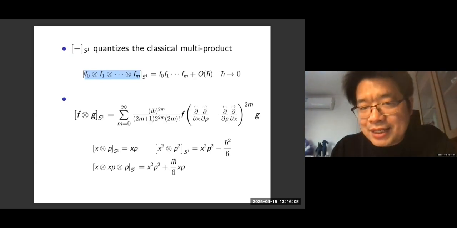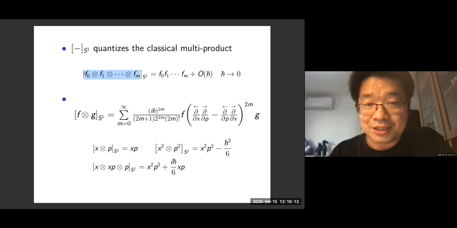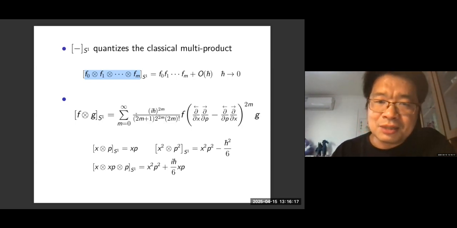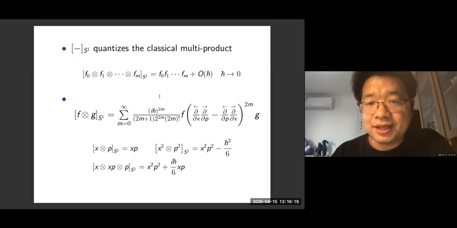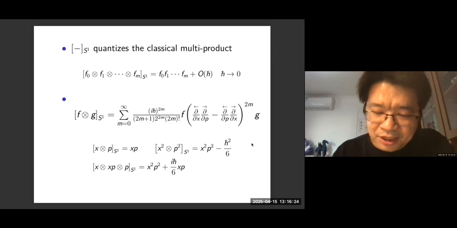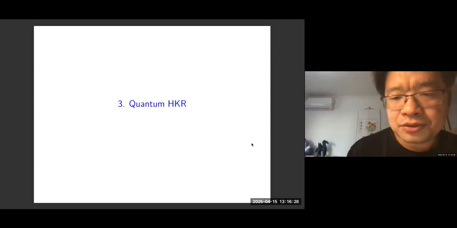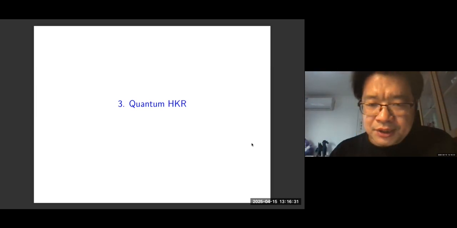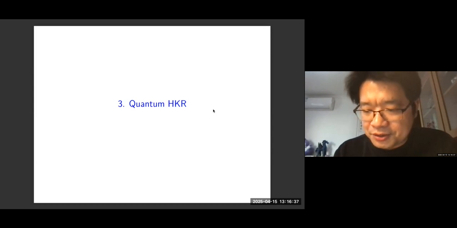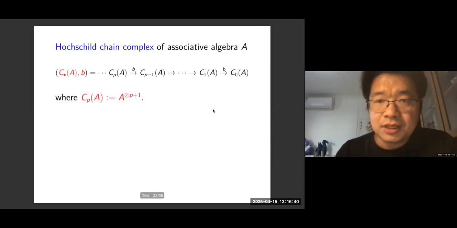And you might wonder what the role of this S1 quantum product is and what kind of structures it has. It turns out that it has a very remarkable algebraic structure, and this is how it's going to be eventually related to the index theorem. So let me try to explain this. To illustrate the algebraic structure of this quantum product, I will show you how this is related to a quantum version of HKR. So let me explain what this is.